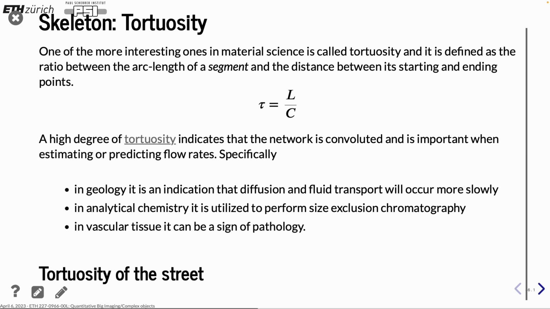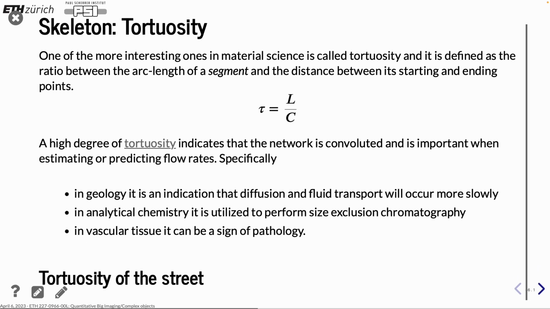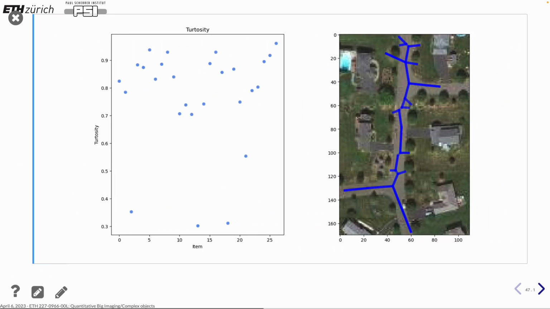And here we can see, no, not yet. That is in the wrong place. So here we can see the tortuosity for different items, and most of the items lie around this 0.85 average, and then there are a few that are really curvy. They come down here to these places.